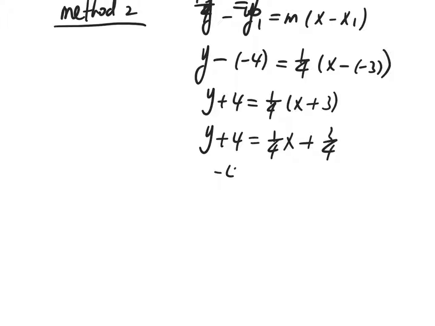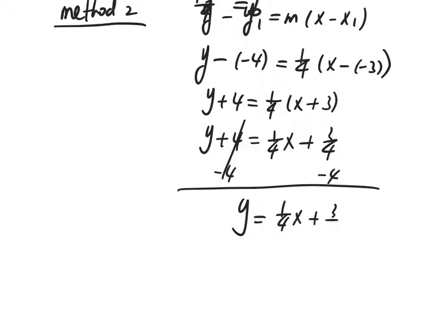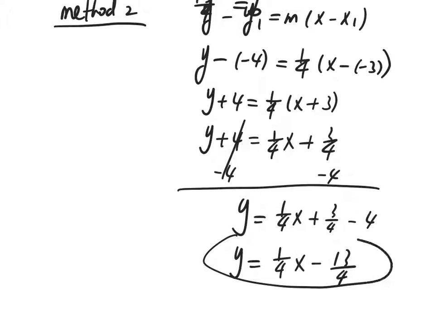So we have y equals 1/4 x plus 3/4 minus 4. Use the same way, find the common denominator. You can find the answer is 1/4 x minus 13/4. So same thing. That's number 21.